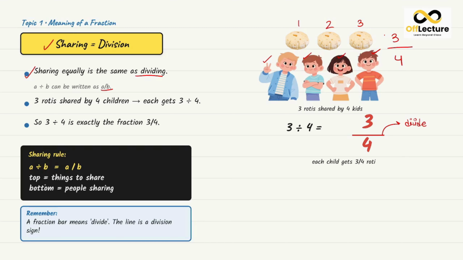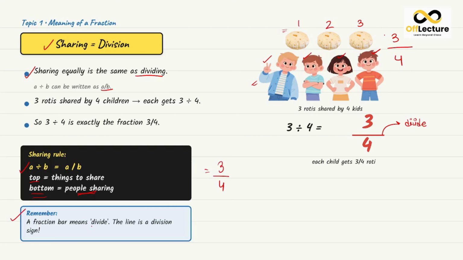So what is the sharing rule that we understood from here? A divided by B is equal to A over B. That is, at the top, we will write the things that we want to share, which in this case is roti, and at the bottom we will write how many people we are sharing it with, which in this case is 4. So it will become 3 divided by 4. And remember, this fraction bar means divide. This line is a division sign. This line is also known as a division line. Okay.